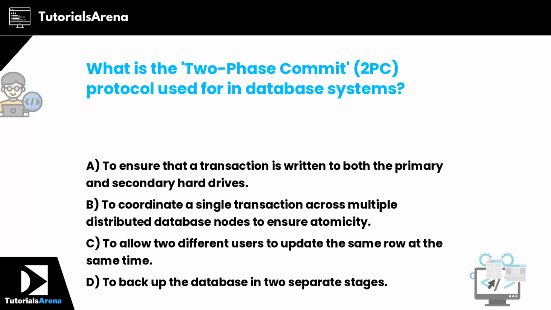What is the two-phase commit, 2PC protocol used for in database systems? Answer is B, to coordinate a single transaction across multiple distributed database nodes to ensure atomicity.